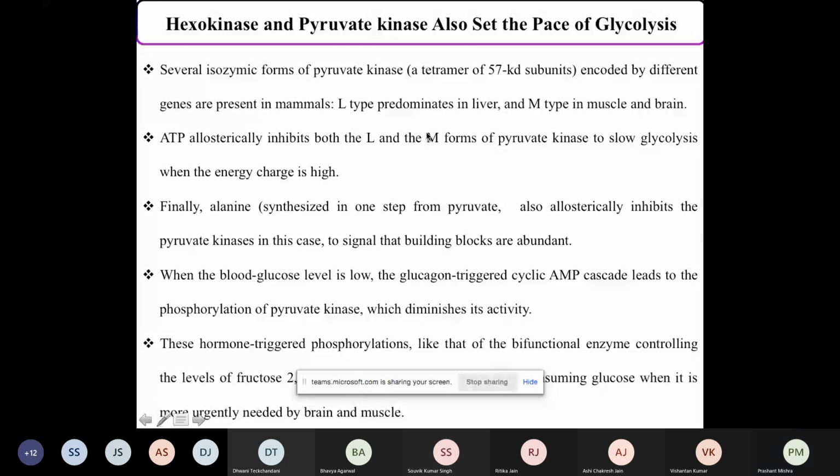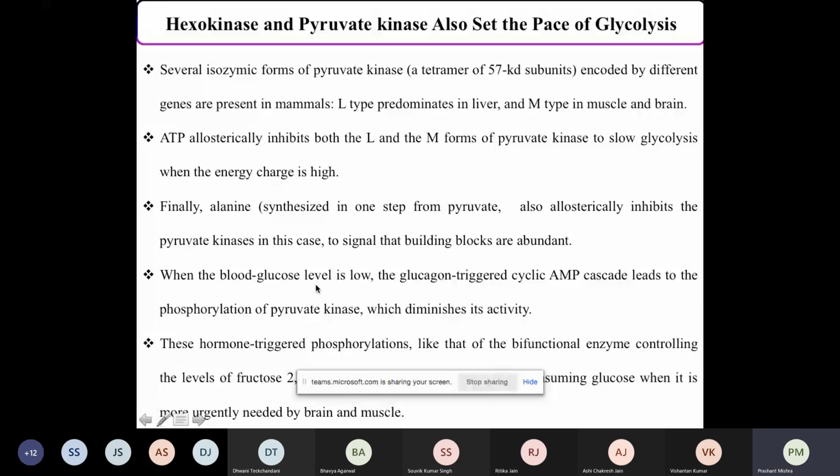ATP allosterically inhibits L and M forms of pyruvate kinase to slow the glycolysis when the energy charge is high. So actually this reaction is the one which is synthesizing ATP and also being controlled by ATP. What will happen if you have excess of ATP? It will allosterically inhibit the pyruvate kinase. This is the step which is responsible for the pyruvate synthesis.